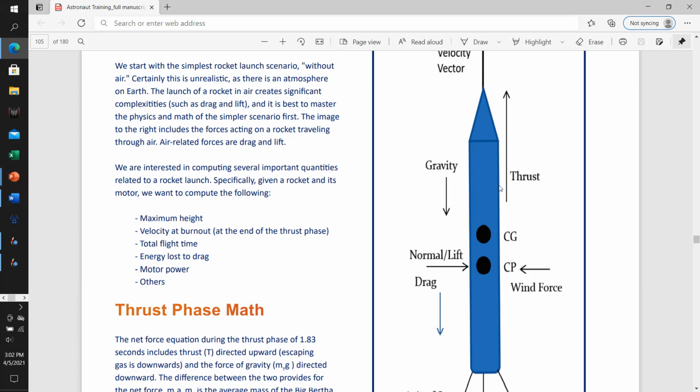Okay, so this image here provides the forces on the rocket. This is actually traveling through air. Okay, so when we're traveling through air, we're going to have drag force, and we also have normal and lift force. But for this first scenario where there isn't any air, we're only going to have to deal with the gravitational force and the thrust force.